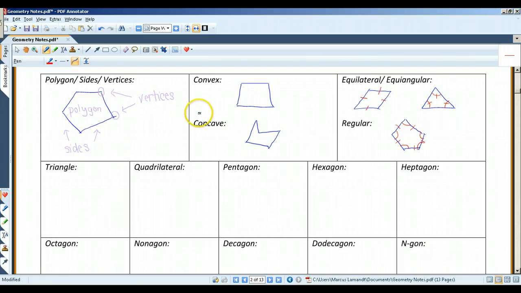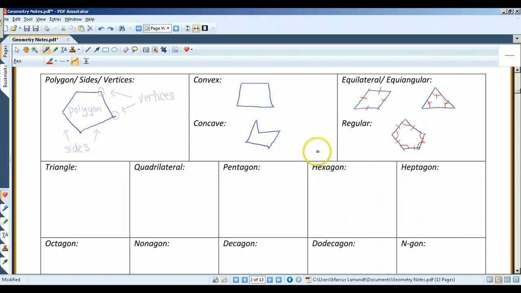Convex and concave. A polygon is convex if no line that contains a side of the polygon contains a point in the interior of the polygon. Another way you could see is if all the vertices are pointing out, it's convex. If you have a vertex that kind of caves in like that, it's concave.